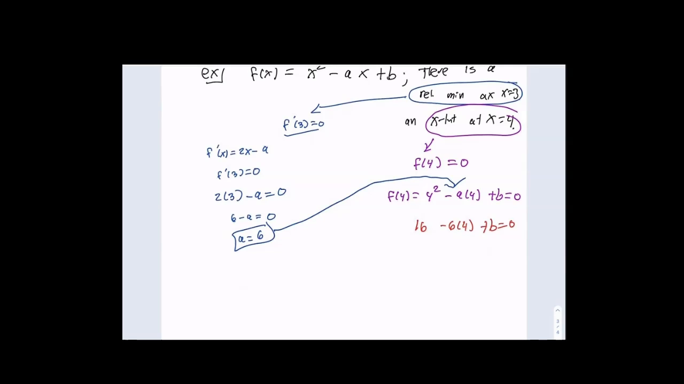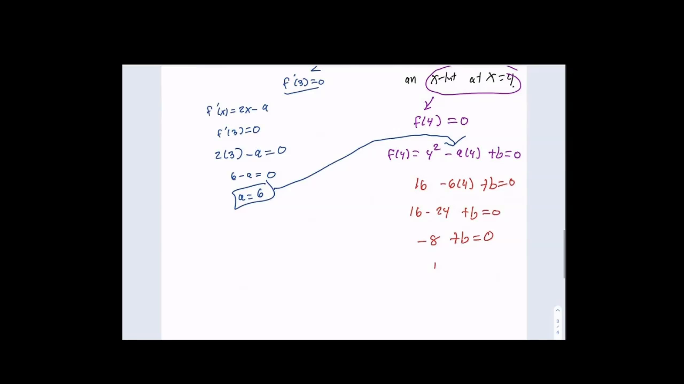If not, I would have gotten a system of equations. I would have had an equation with a and b, and then another equation with a and b, and had to find them. So that's 16 minus 24 plus b equals 0. That gives me negative 8 plus b equals 0, which gives me b equals 8.